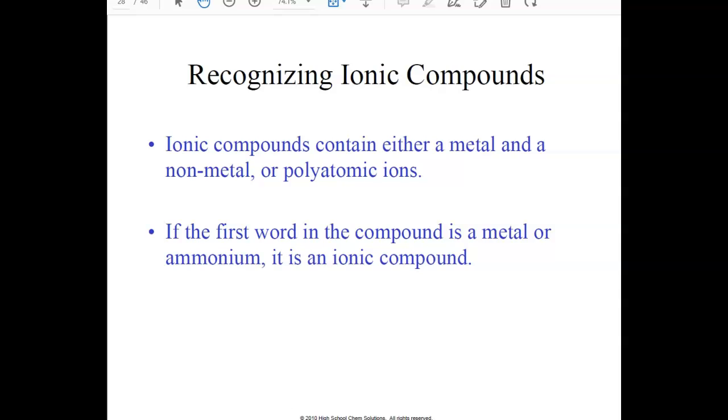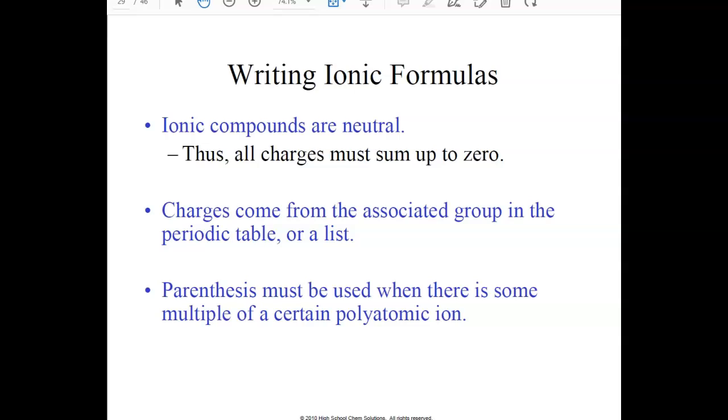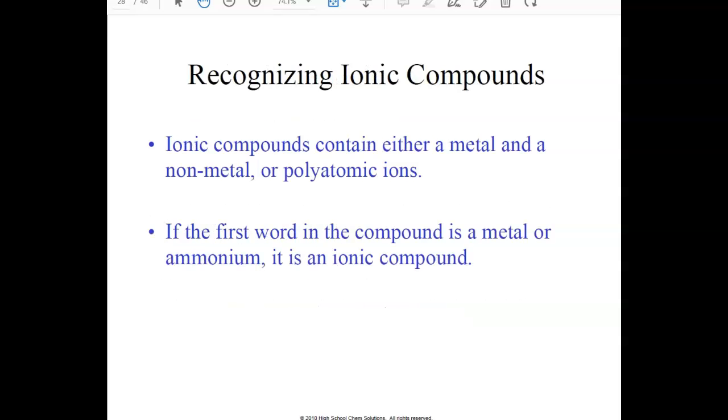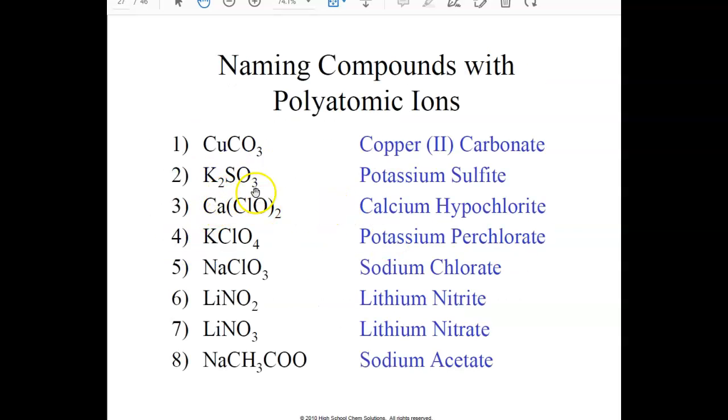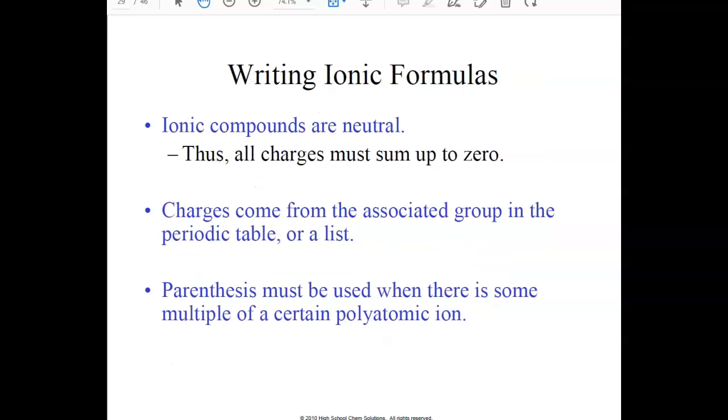So ionic compounds contain either a metal cation or ammonium as your cation. And if the first word or the first thing you see in that compound is a metal or ammonium, it's an ionic compound. Okay. Another thing to remember is that your charges all have to add up to 0. And that's why sometimes, like for example here in potassium sulfite, sulfite has a -2 charge, and I need 2 potassiums to balance that charge.